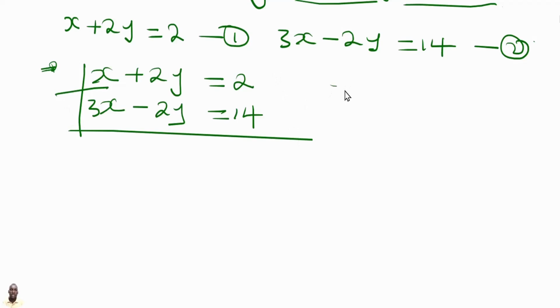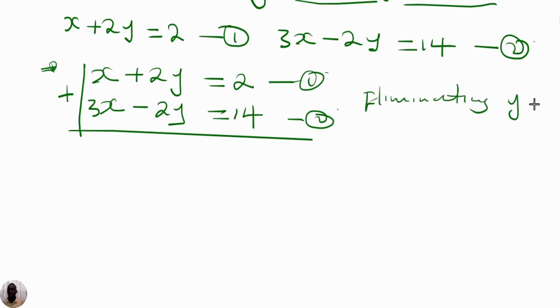This is what we do. If we are to eliminate, for example, let us try to eliminate y. If we are to eliminate y here, we are simply going to add these two equations. How do we notice? We can see that we have 2y for equation 1, and then we have negative 2y for equation 2. So if these two equations are added, it means that we shall have eliminated the y. So we are eliminating y by addition. So we have x plus 3x giving us 4x. Then 2y plus negative 2y, we are getting 0, equals 2 plus 14 giving us 16.